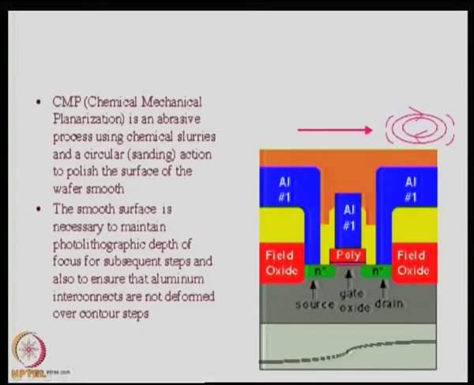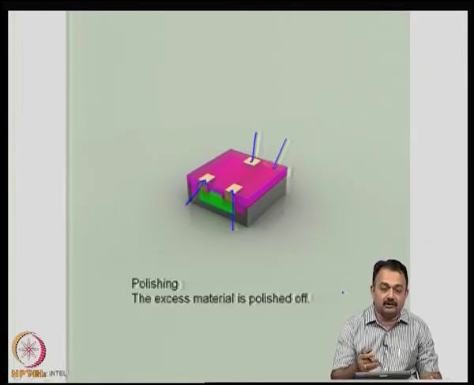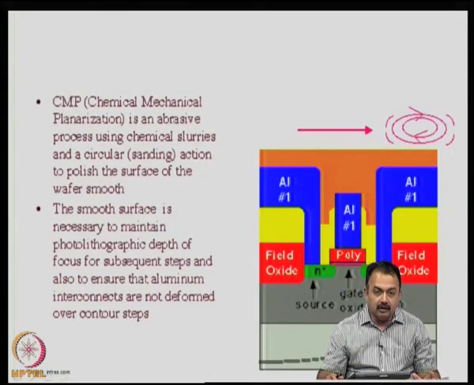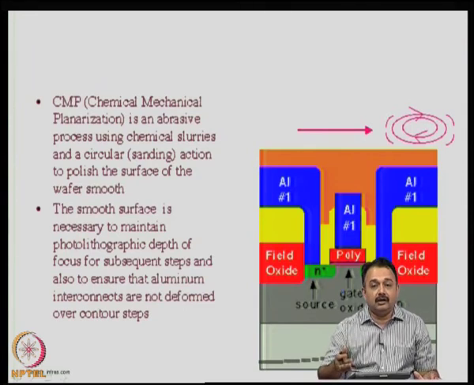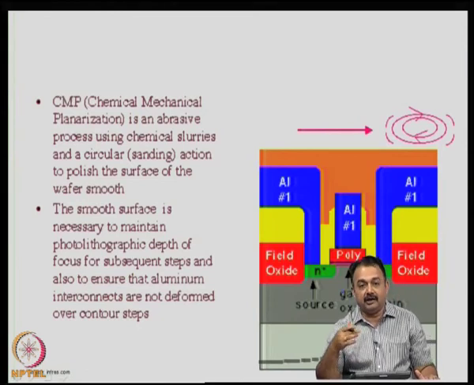So, the smooth surface is now necessary to maintain photographic depth of subsequent steps, because again this is not the end of the process, right. You are now going to build additional layers. So, you require to maintain minimum thickness, and also this CMP process should not deform the build up that you have already done. Okay. If it is going to deform or create cracks in the conductor build up, then the entire effort is lost.